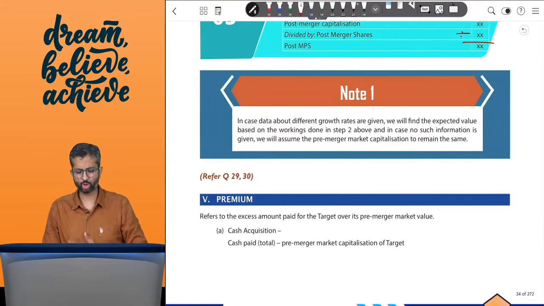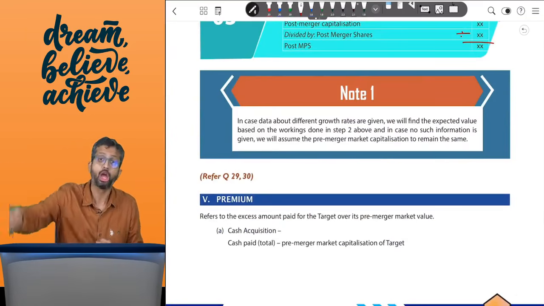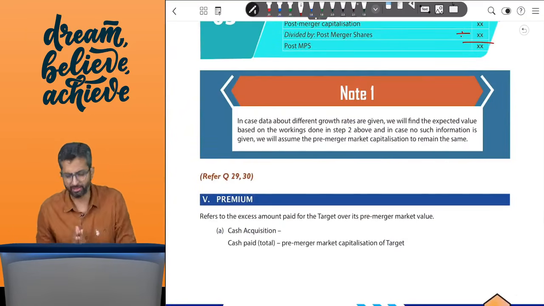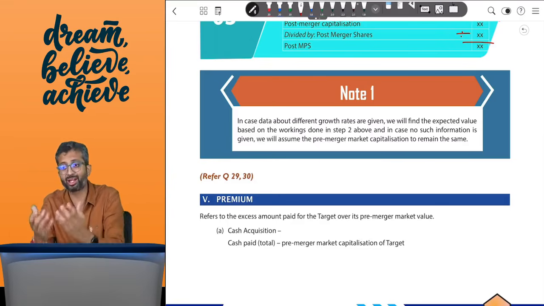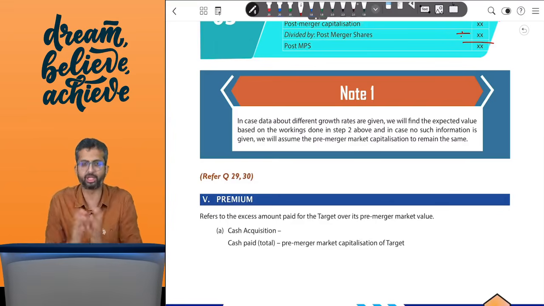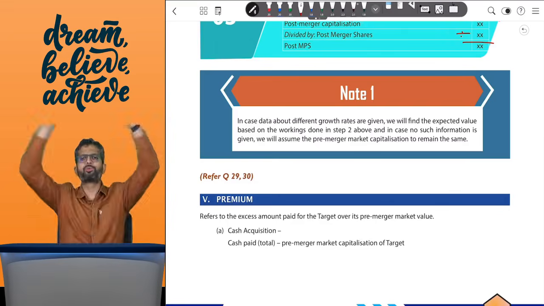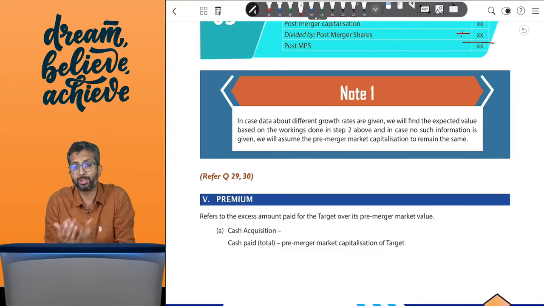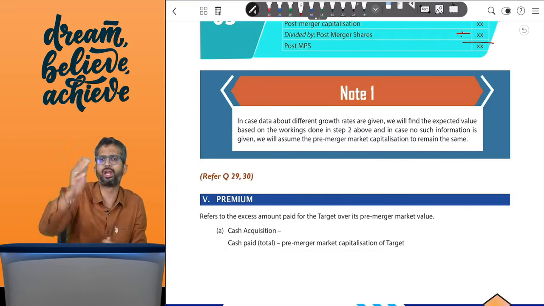Some questions might ask you to calculate premium. Premium is the excess amount paid to the shareholders of the target over and above their pre-merger value. If you want to do the premium on a per share basis, that is the post-merger market price or market value which will be there with the target's individual shareholder minus the pre-merger market price per share. If you want to do it for all the shares, then you will find the pre-merger market cap of the target, compare it with the wealth that the target shareholders will have post the merger, and that will give you the premium.